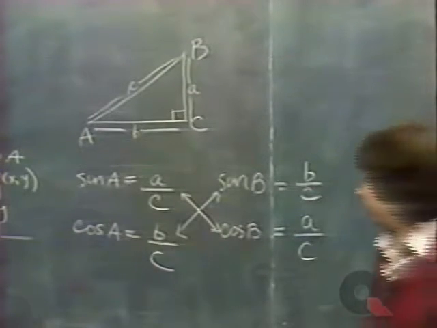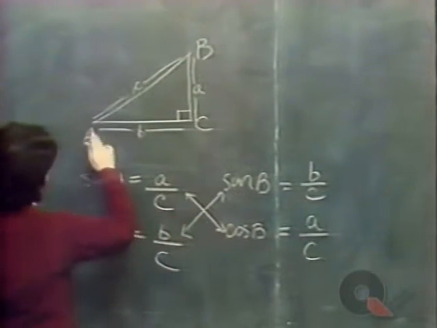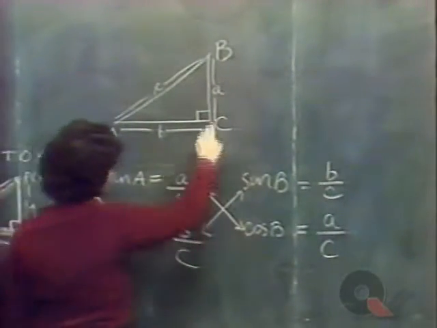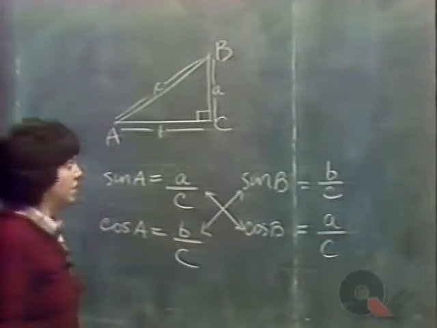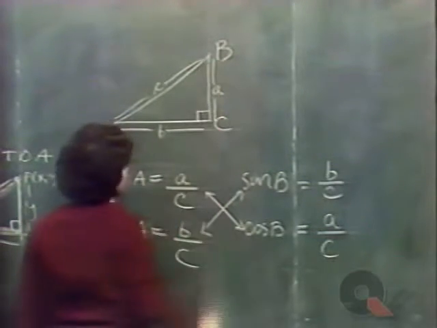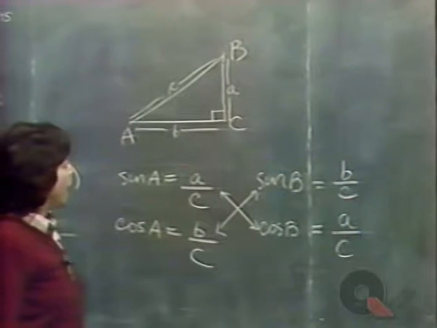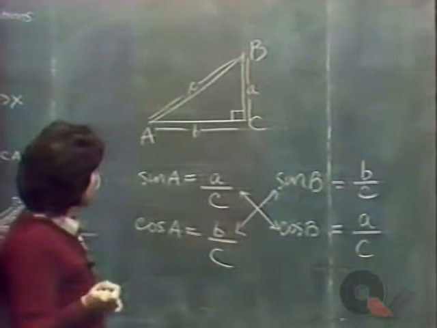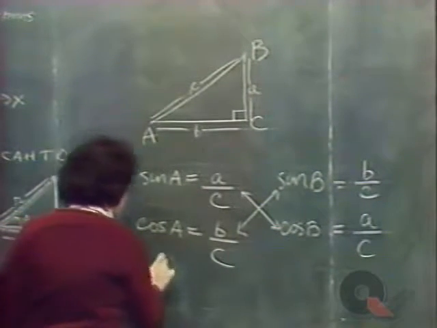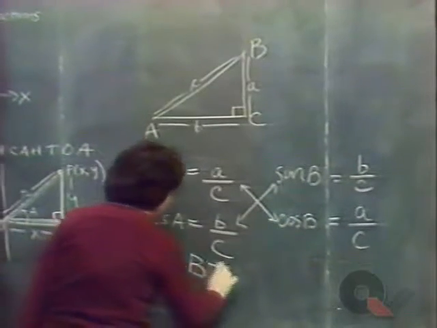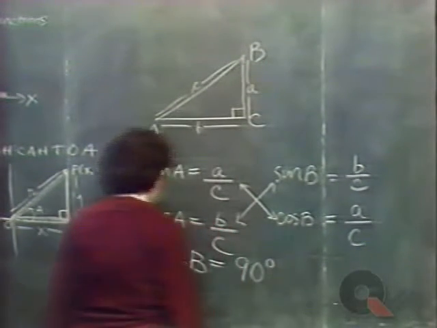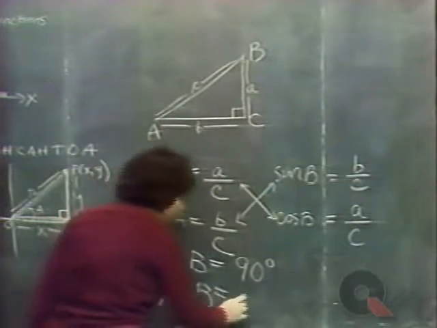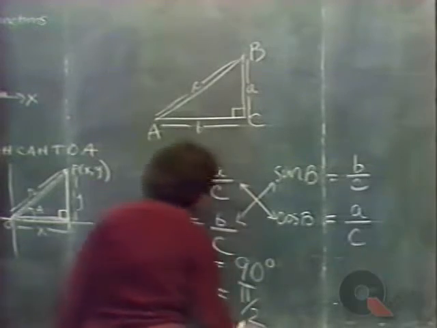Furthermore, because we have a right triangle here, we know the sum of the angles in any triangle adds up to 180 degrees, and since angle C must be 90 degrees, that leaves 90 degrees to be split between angles A and B. Angles A and B are called complementary angles, that is, angles which sum to 90 degrees. Angle A plus angle B sum to 90 degrees. By the way, if they're measured in radians, they sum to pi over 2 radians.